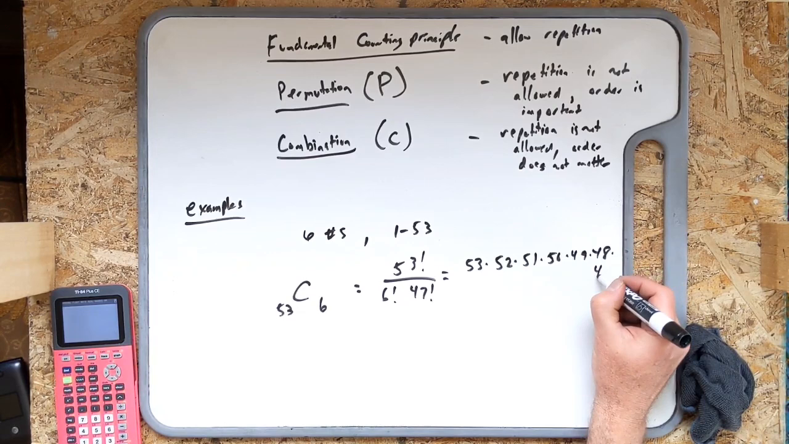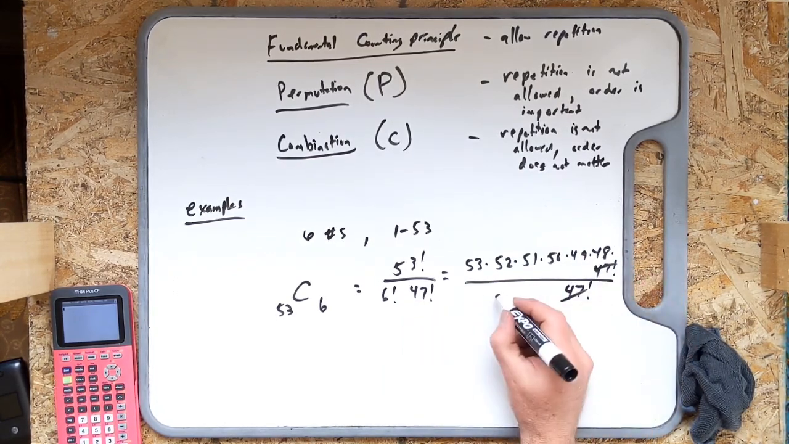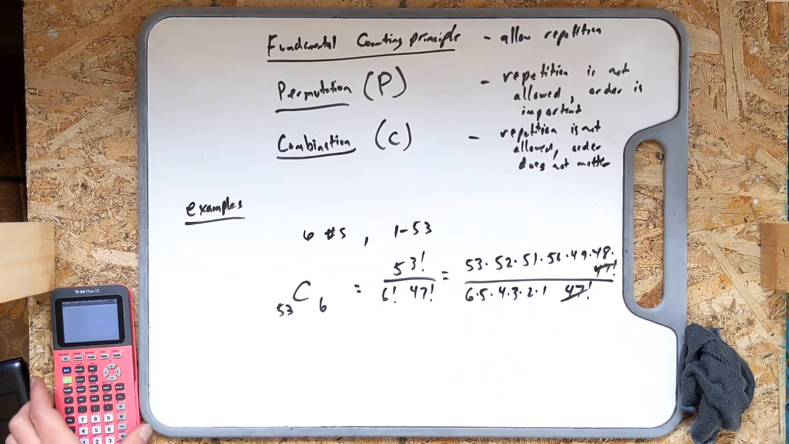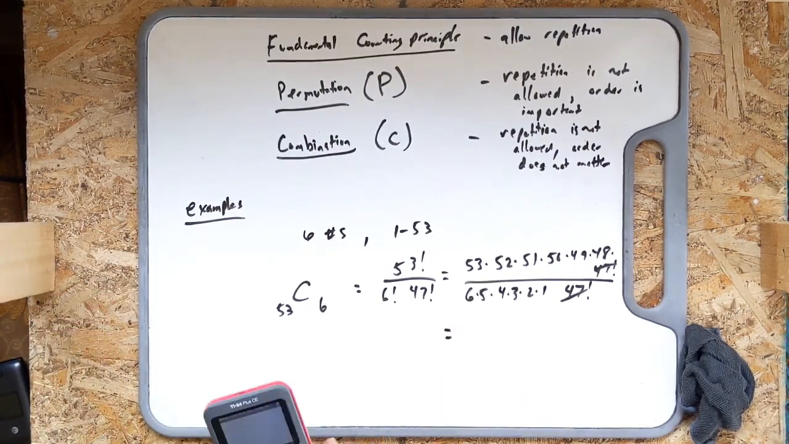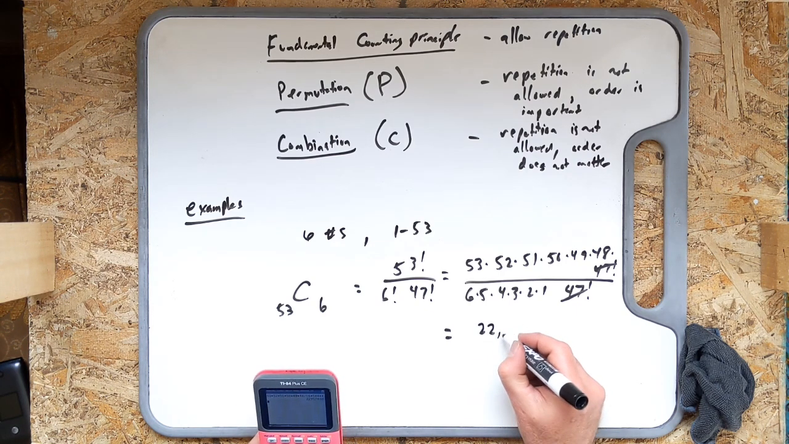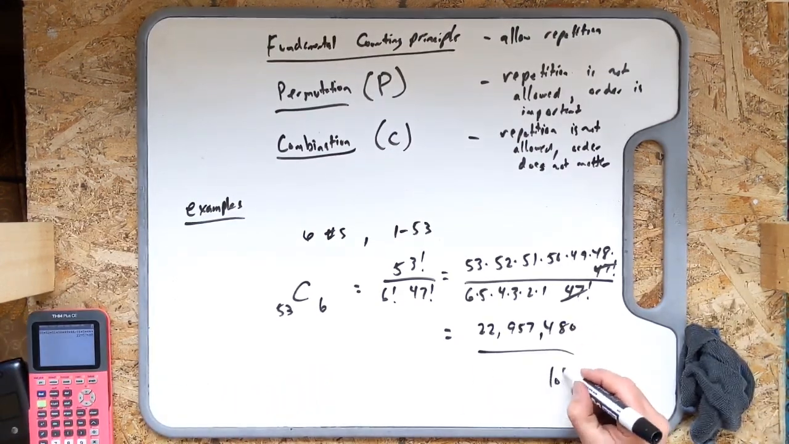48 times 47 factorial. So go down to 47 factorial, so I can cancel that. And I still have 6 factorial, unfortunately, over here. There we go. So the answer is the total number of lottery numbers is 53 times 52 times 51 times 50 times 49 times 48 divided by 6 times 5 times 4 times 3 times 2 times 1, or 22,957,480. That's the total number of lottery numbers.